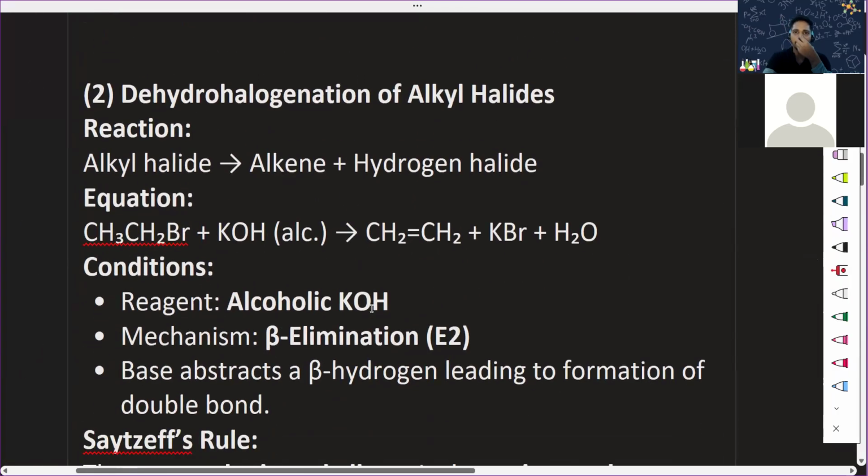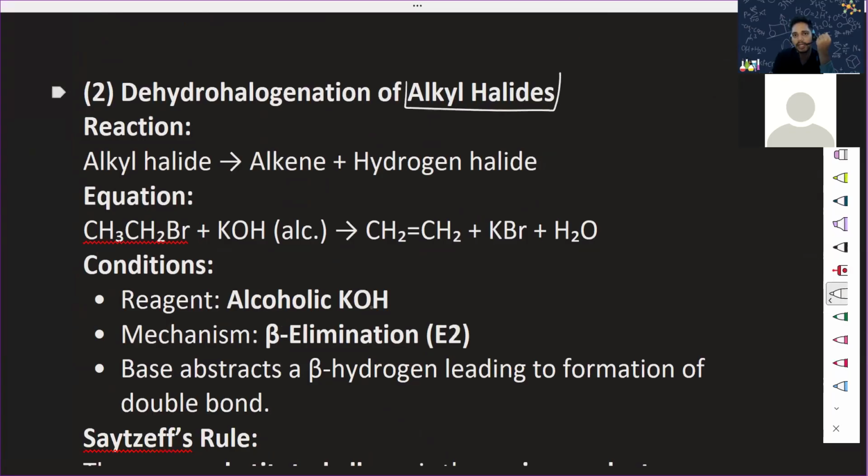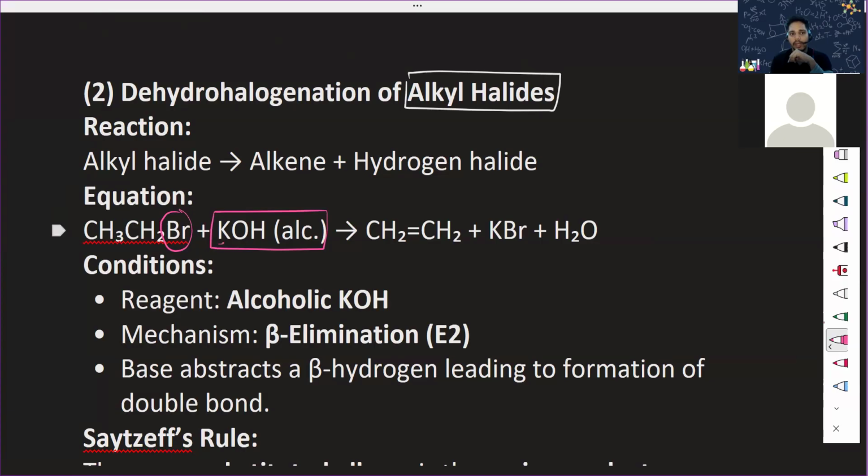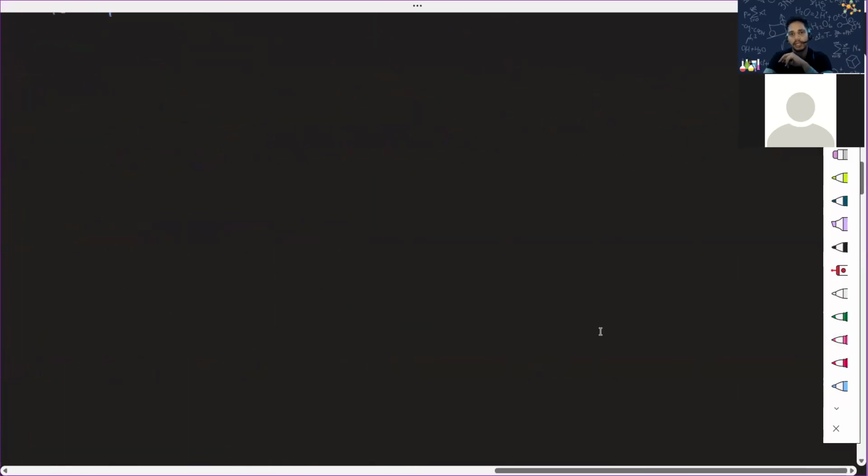Now dehydrohalogenation of alkyl halide. What do we have? Alkyl halide. What is a halide? A halogen group. Are you agreed with this? Yes. For halides, we are using alcoholic KOH. See, the halide will be taken care of by potassium. Water will be removed anyhow because alcoholic KOH is used, and the bond will be formed. If I'm taking the second reaction, let me write here, from alkyl halide.